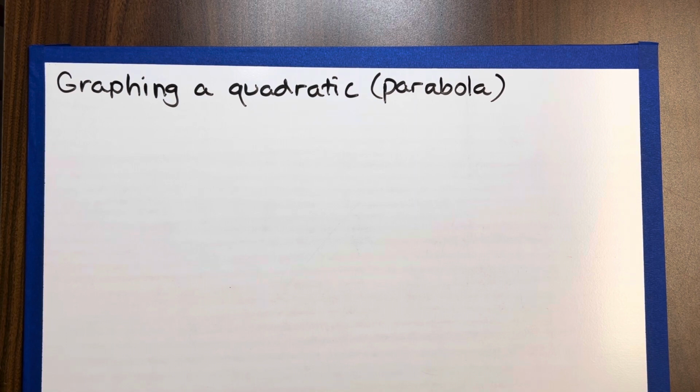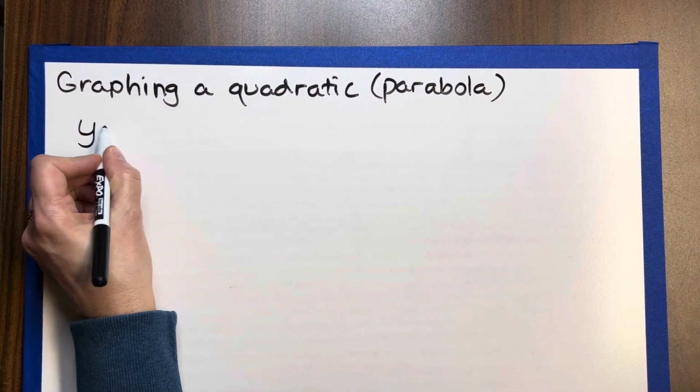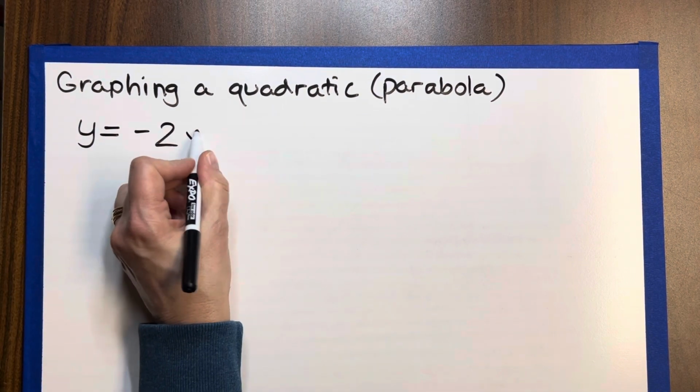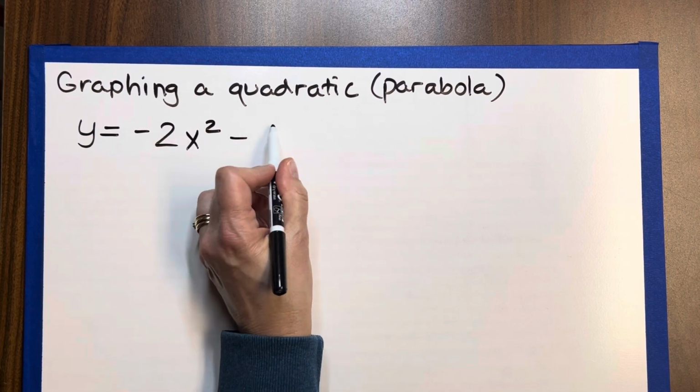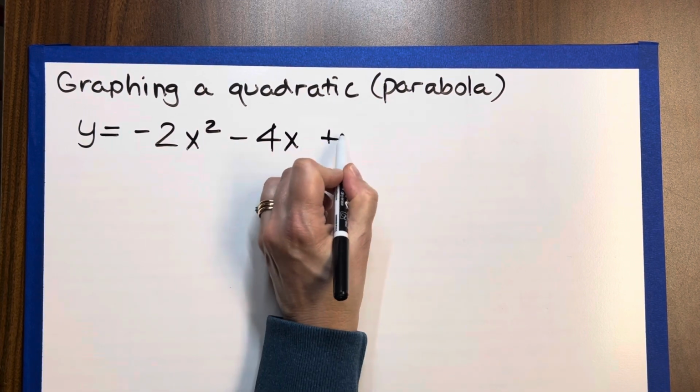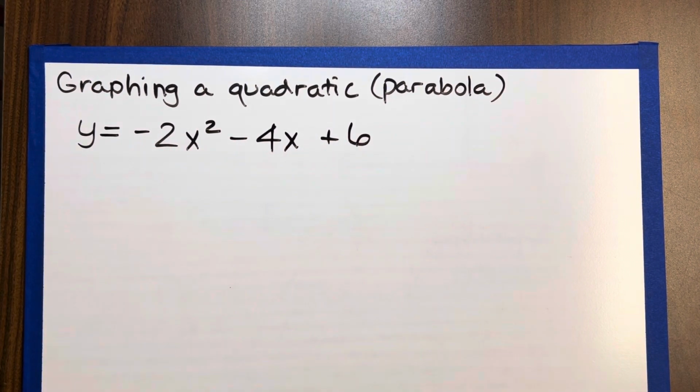Today's topic is how to graph a quadratic, which in this case is going to be a parabola. Here's our function, y equals negative 2x squared minus 4x plus 6.